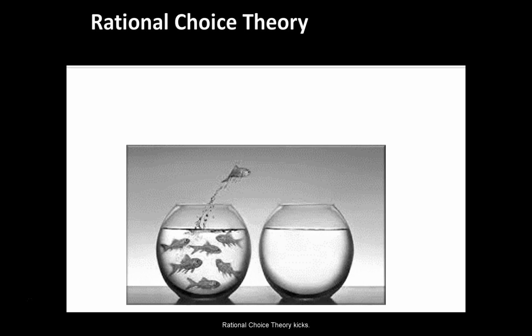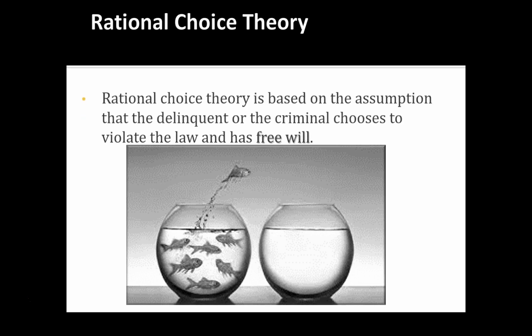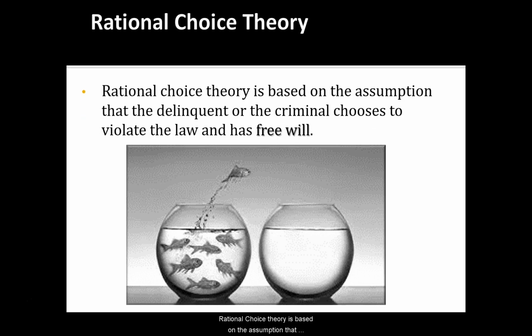So rational choice theory kicks in. Do we make a decision rationally of what we want to do? Thus, as you see in the picture, the fish bowl. One fish, not going to swim with the others. I'm going to jump to the other. Rational choice theory is based on the assumption that the delinquent or the criminal chooses to violate the law and has free will to do so. That it's not anything to do with one's genetic predisposition nor environmental causation. It's not anything. That we just do it because we want to.